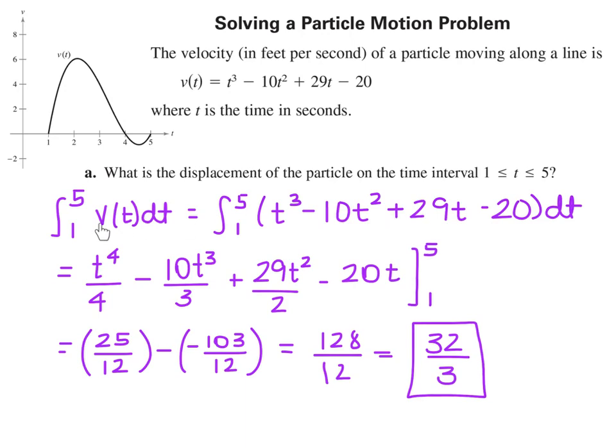Alright, so I have my integral here of this function. I plug in 5 and I get 25 over 12, and then I subtract. When I plug in 1, I get negative 103 over 12, and that gives me 128 over 12, which is actually 32 over 3. So when I talk about displacement, that tells me that this particle moves 32 over 3 feet to the right.